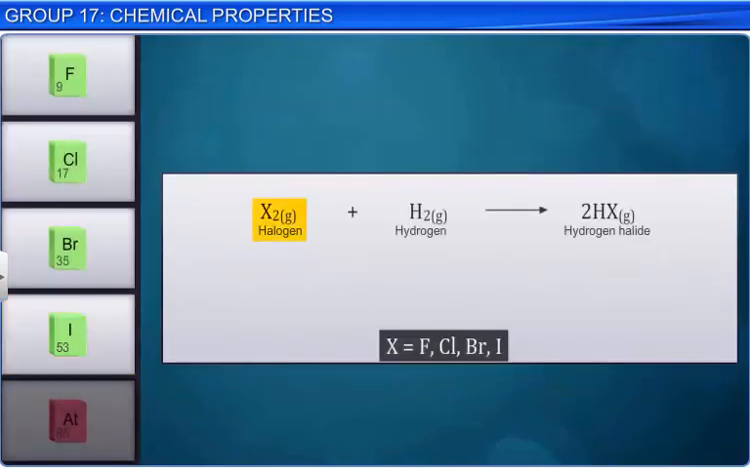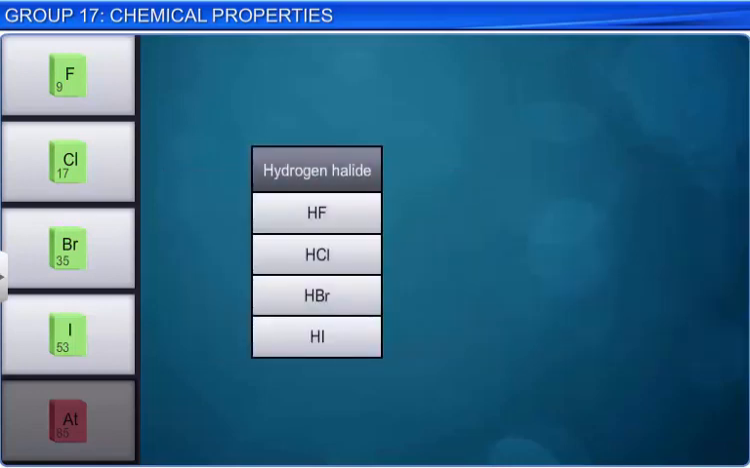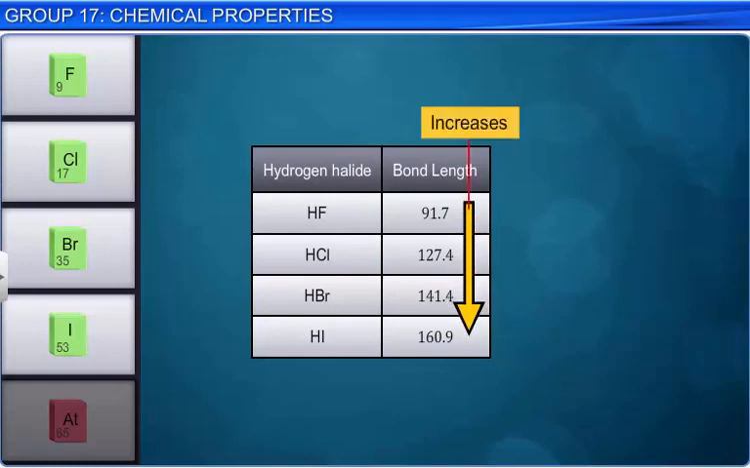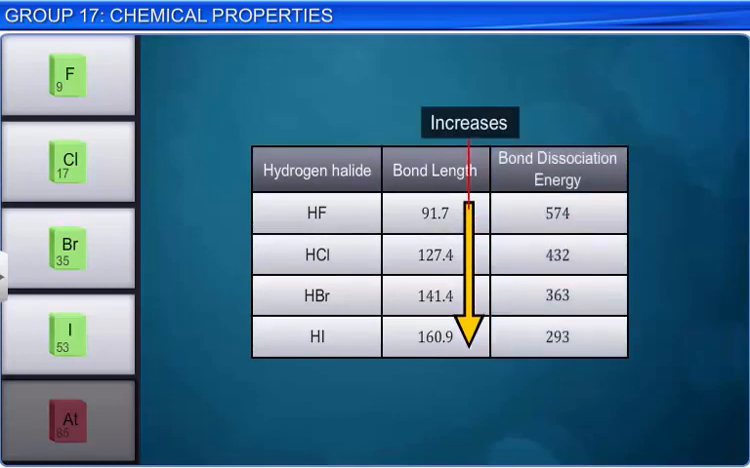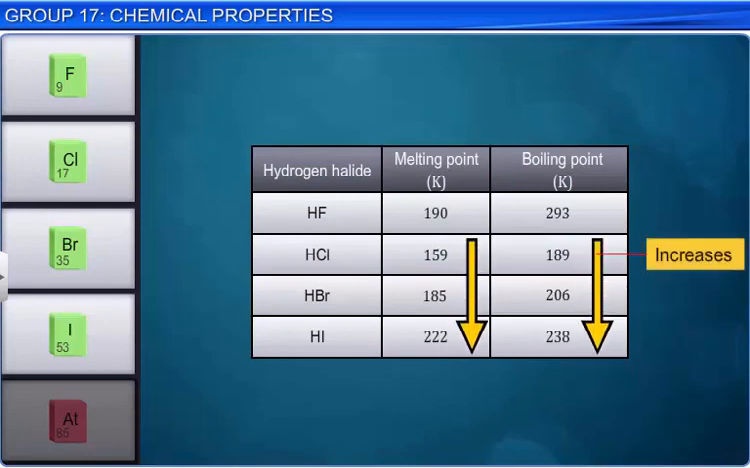When these elements react with hydrogen, they give hydrogen halides. These hydrogen halides react with water to give hydrohalic acids. The acidic strength and bond lengths of these halides increase, and bond dissociation energy decreases from top to bottom. The melting and boiling points of these halides gradually increase from top to bottom, except for hydrogen fluoride. This is due to the high electronegativity and small atomic size of fluorine.